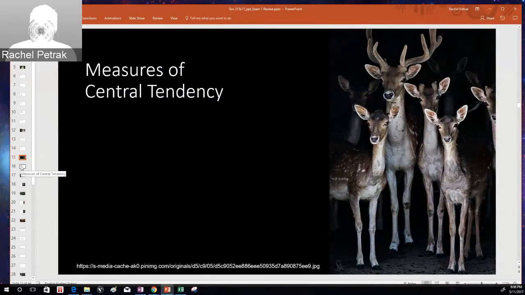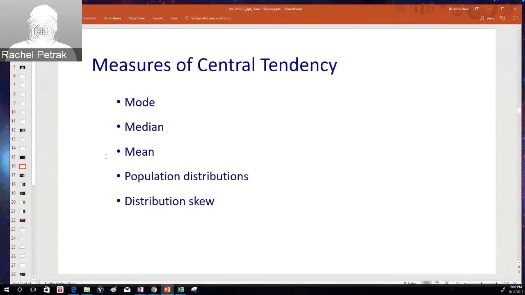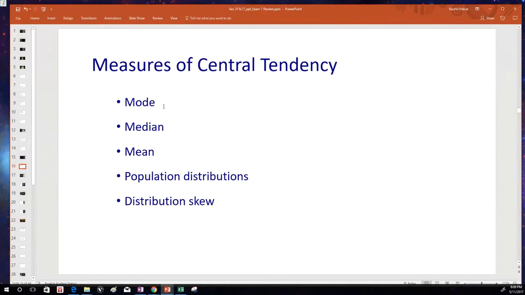Then we got into measures of central tendency next. And we discussed the mode, the median, and the mean. At this point, let's just briefly think about, for each level of measurement, which measures of central tendency are valid for that level of measurement. So let's say we have some nominal data. Let's say we have race as our nominal variable. Can we get a mode for race? Yes or no?